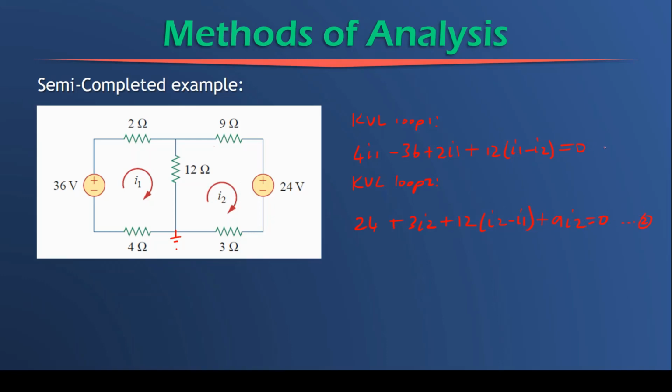That will be the second equation, and this will be the first equation. We can see from here that we will have two unknowns, which are I1 and I2. We will have two equations with two unknowns. We can then solve and determine the values of I1 and I2.